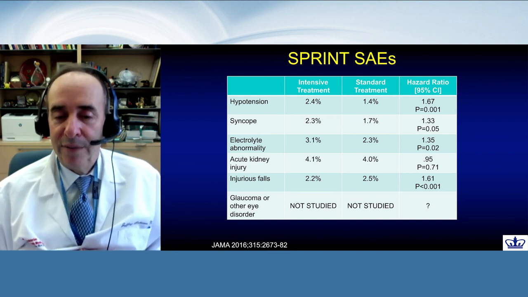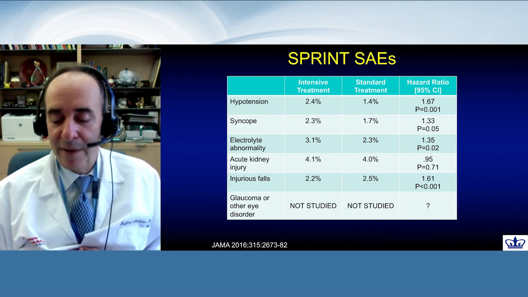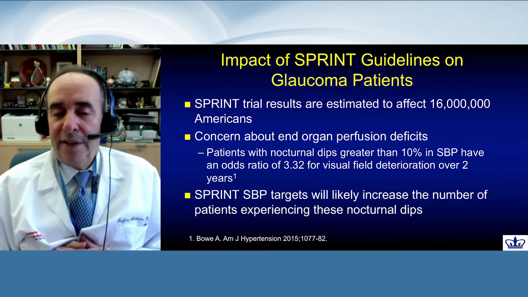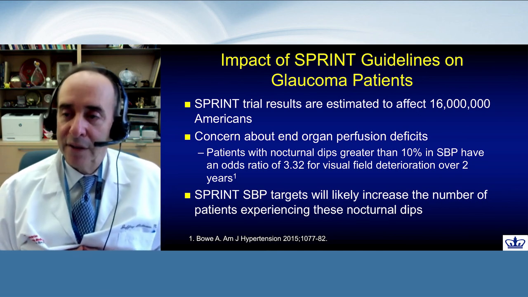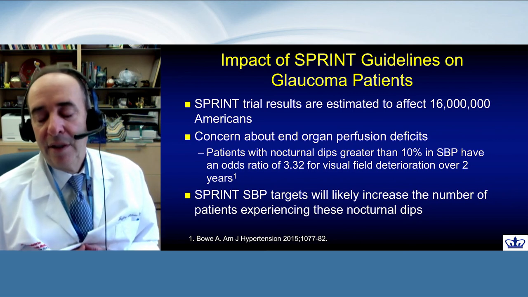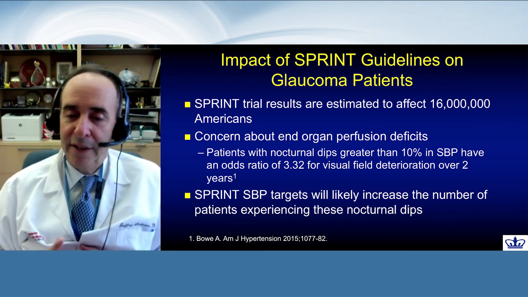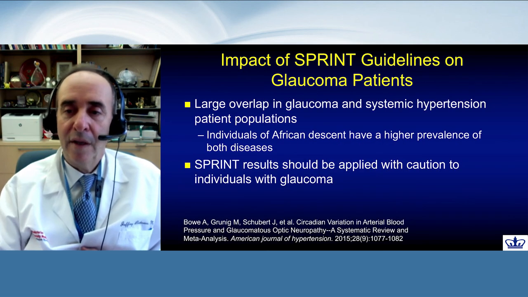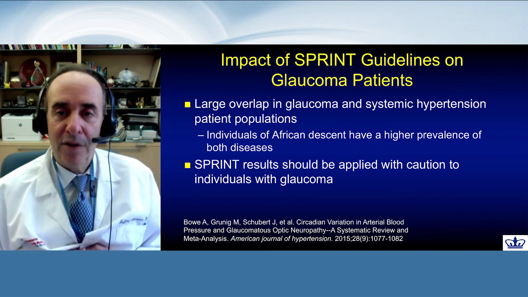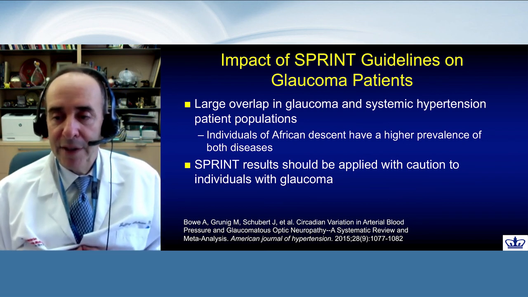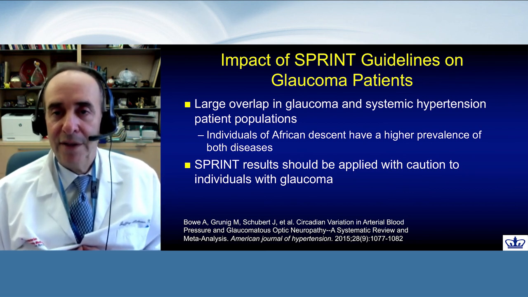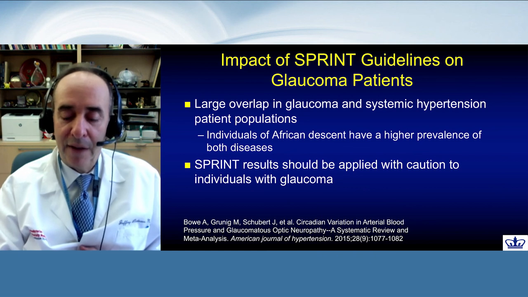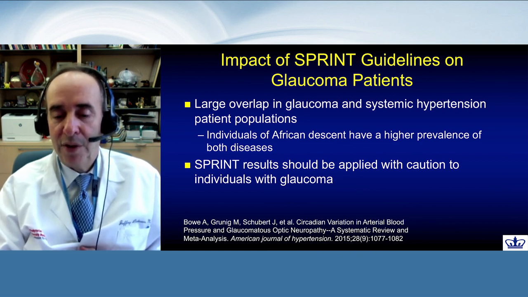So they're lowering blood pressure in patients with glaucoma very aggressively now, and this is going to impact our glaucoma patients. So in the United States, these results are going to affect 16 million Americans. And we have tremendous concern now about end organ perfusion and how it's going to affect the eye. This is going to cause more patients to have nocturnal blood pressure dips. Now, many patients with glaucoma also have hypertension, particularly in minority populations. So we have to caution and work with our internal medicine colleagues to treat these patients with caution. And we need to communicate as ophthalmologists with our internal medicine colleagues to make sure that they're being treated correctly.